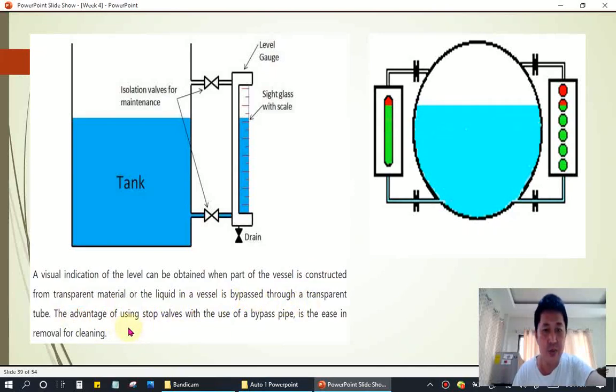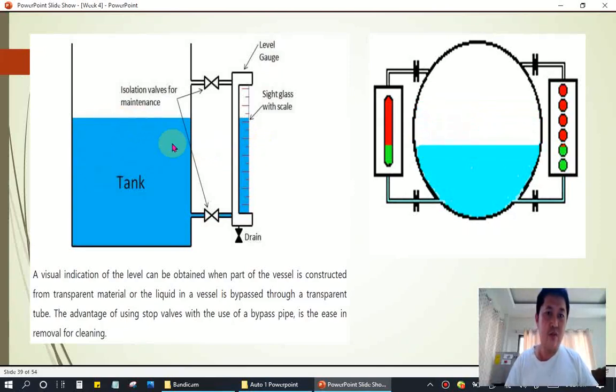The advantage of using stop valves with the bypass pipe is in the removal for cleaning. If you want to remove this one, close the stop valves. As you can see here, these are isolation valves for maintenance. The level of the tank here is 3/4 full. You cannot see the water level inside the tank without the sight glass, because this is a closed vessel.